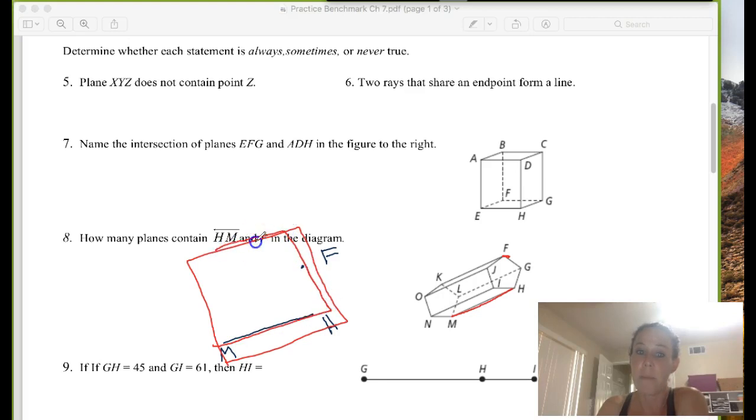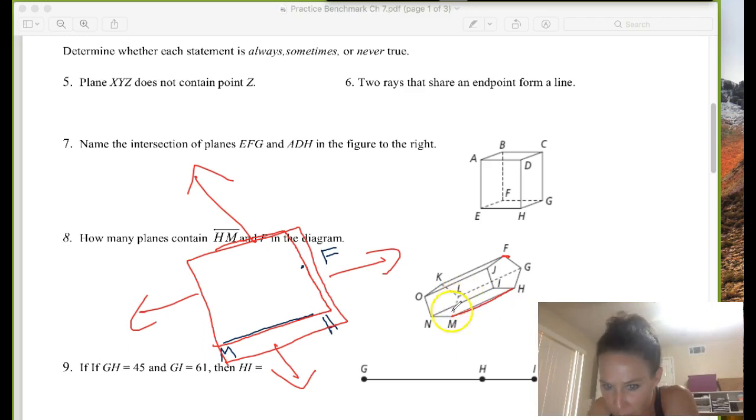Okay, remember a plane extends on forever in each direction, all right? Now, is it necessarily one of these sides of this figure? Not necessarily, but I can draw a plane through there. So how many planes contain this line and this point? Just one plane. All right, on to number 9.